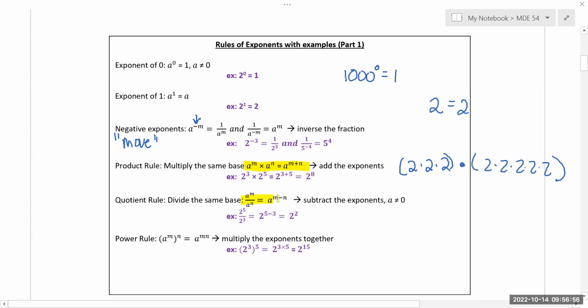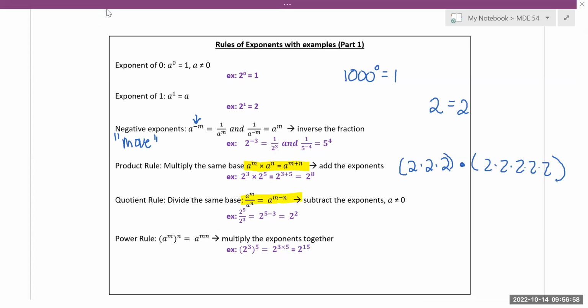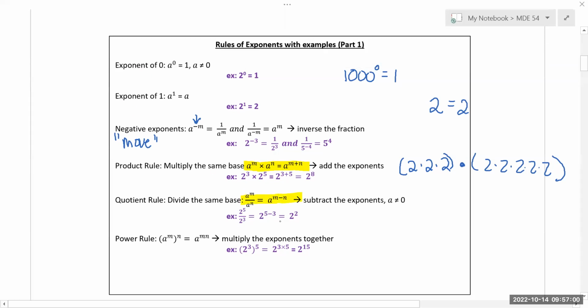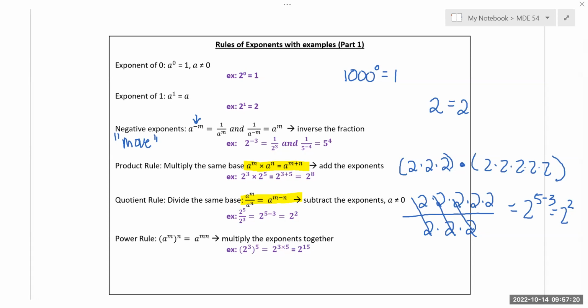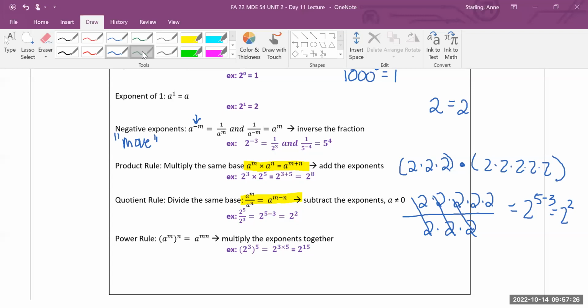Quotient rule is where you subtract the exponents. If you're not sure, just write it out. If I have 2 to the 5th and 2 to the 3rd, 3 will cancel, leaving me with 2 to the 5 minus 3, or 2 squared. But if you have an exponent to an exponent, now you multiply them together. Just a couple quick rules that you might want to review if you're not as sure with them. I've got a few more on the next page.